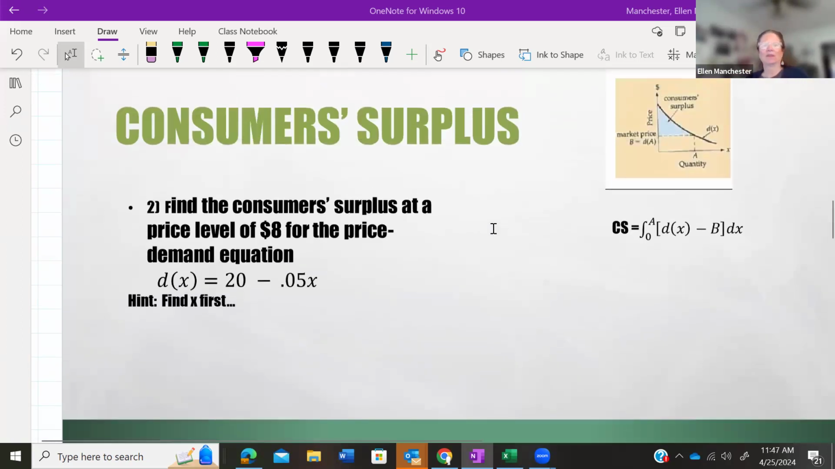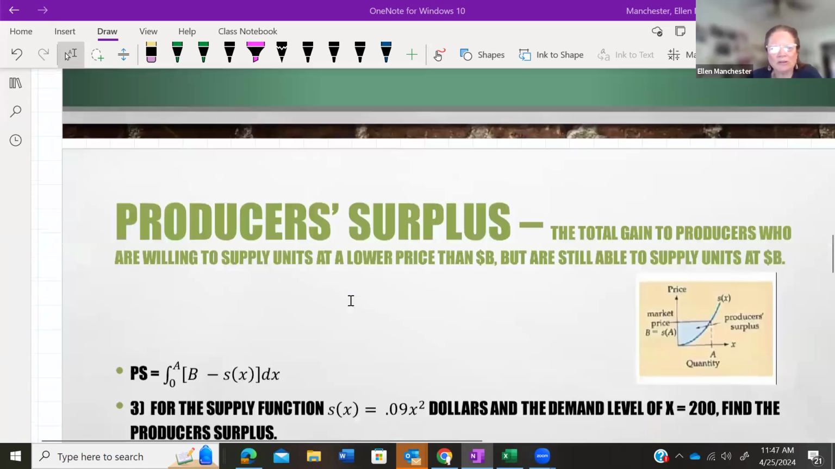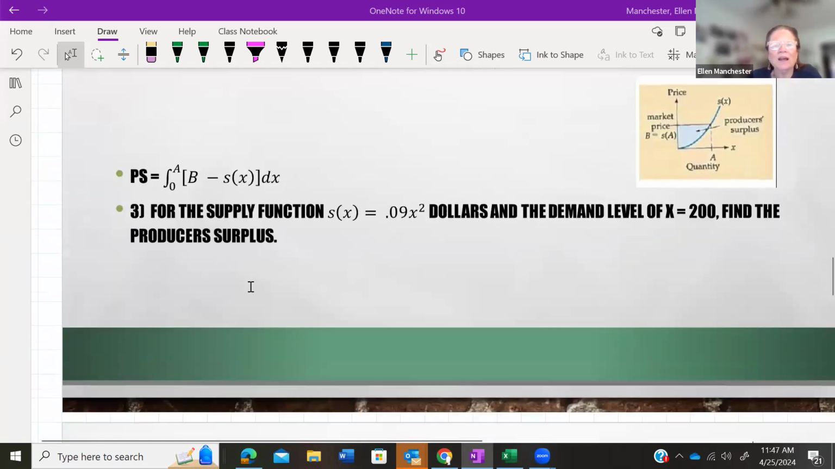Okay, here we go. Find the consumer surplus at a price level of $8. I think we already did this one. Yes, we already did this one. This one was on our document. Okay, here we go. For the supply function 0.09 x squared, and demand level of x equals 200, find the producer surplus. So now, here's our x.